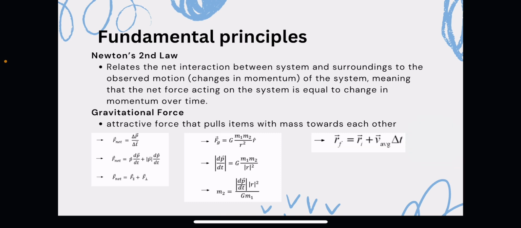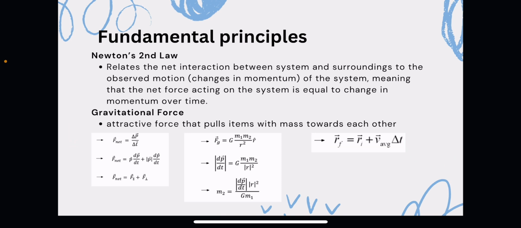For the fundamental principles in this lab, Newton's second law and the gravitational force were the two mainly needed. Newton's second law basically relates the net interaction between system and surroundings to the observed motion of the system, meaning that the force acting on the system is equal to the change in momentum over time, which can be seen down here. For the purpose of this lab, we used the formula in terms of parallel and perpendicular components, and then for gravitational force, that is the second image.